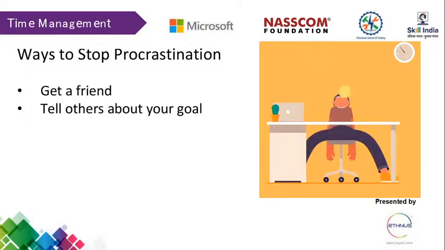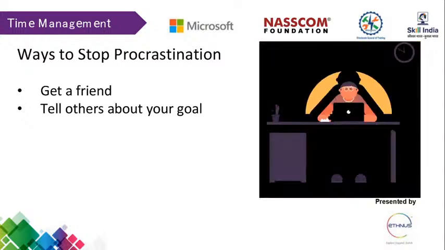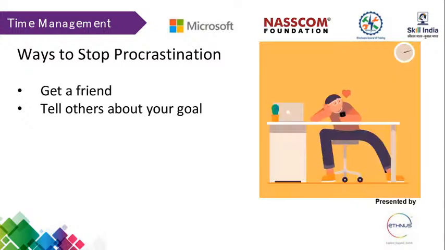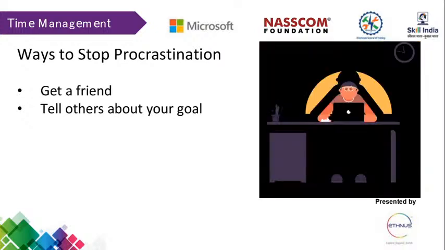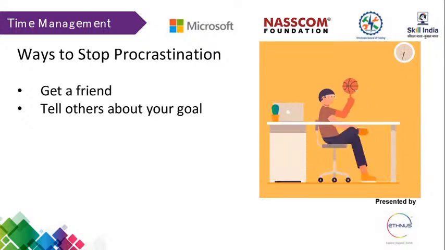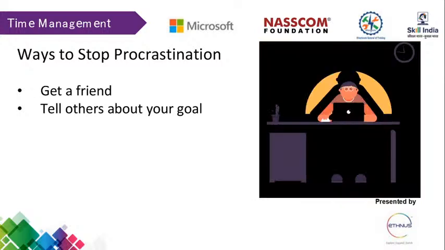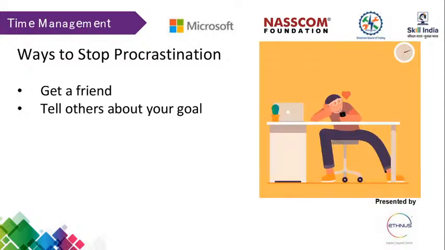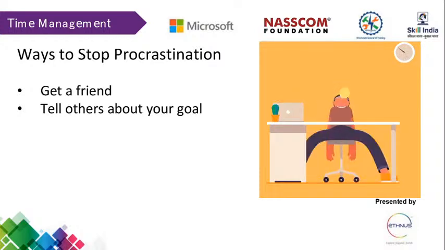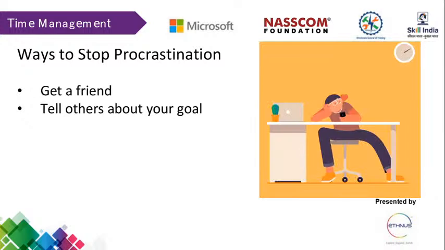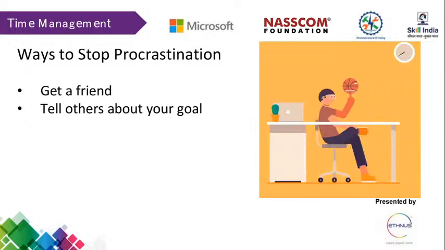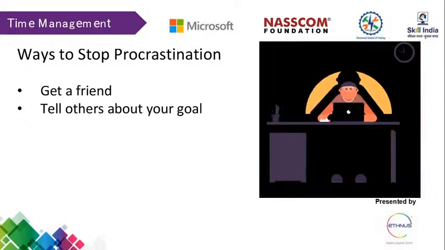Tell others about your goal. So when you tell others about your goal, you will have in your mind that since I have told it to so many people, definitely they will be looking at my progress. So that will be there in your mind. अगर आप गोल को किसी से कहते हो तो आपके मन में ये रहेगा कि अच्छा सभी को पता है मेरे गोल के बारे में, तो मुझे कैसे भी करके ये कंप्लीट करना है और इसके लिए मुझे आज शुरू करना है. So you don't procrastinate when others around you know about your goal.